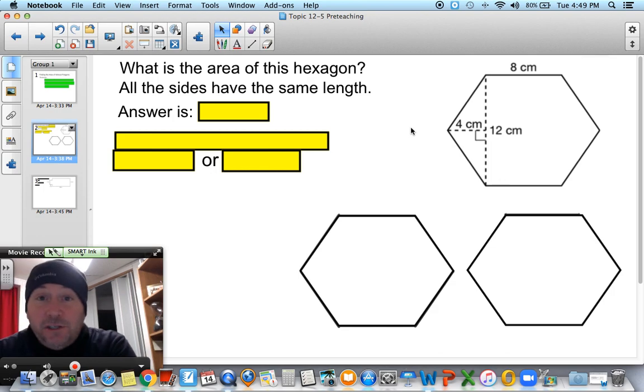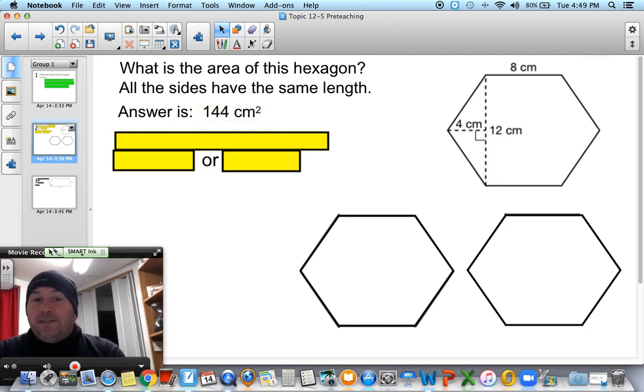Well, how did you do, okay? Now, here's the answer. Even if you didn't pause the video, I'm going to show you the answer, and it's okay to look at the answer, okay? Because this is where we want to go. We know the area of this shape is 144 square centimeters.